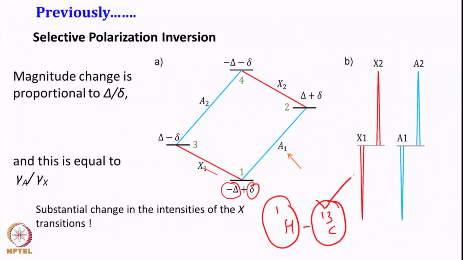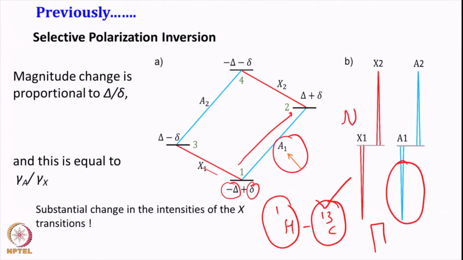We had seen that if we somehow perturb or saturate or transfer the polarization of one of the transitions from the more sensitive nucleus, which is H, by applying a selective pulse, say a 180-degree pulse, then the population gets inverted, and because of this population inversion the signal for X gets enhanced. If you invert the population of A1, the X signal, which was earlier very small, now becomes quite large, but the sign changes.